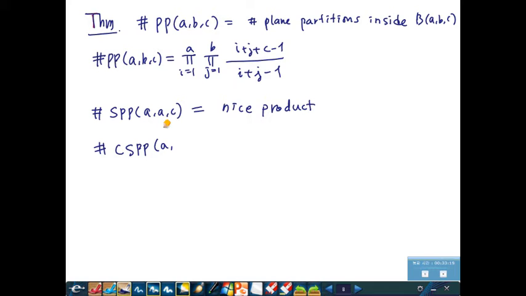Oh, by the way, can you see why I wrote A, A instead of A, B? Yeah, they have to be the same. If it's cyclically symmetric, the box must be a cube. Also nice. Doesn't mean that they are the same, but nice. Totally symmetric plane partitions are also nice. They all have nice products. This one is especially nice, so let me write this.